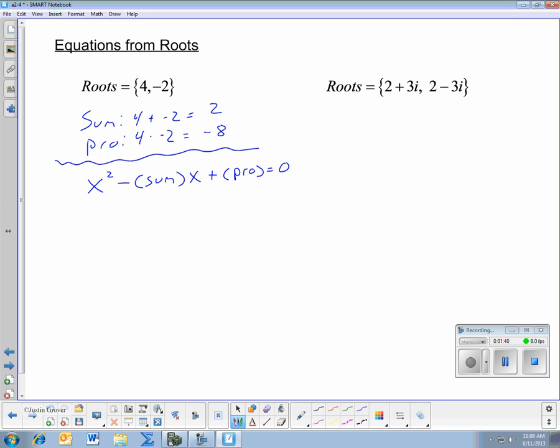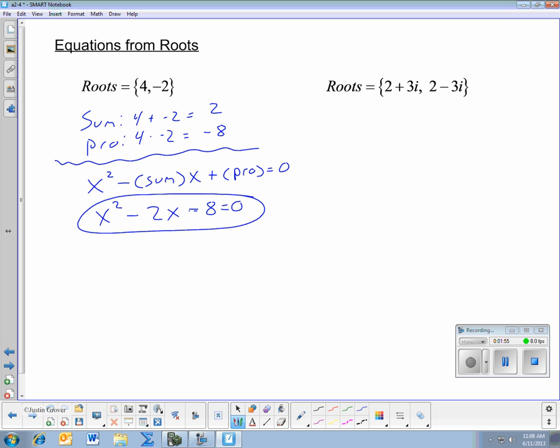And so I'm just going to substitute this in. That's going to be x squared minus the sum. Now the sum is 2, so minus 2x, and plus the product, plus negative 8, we just write as minus 8. And that equals 0, just like that.